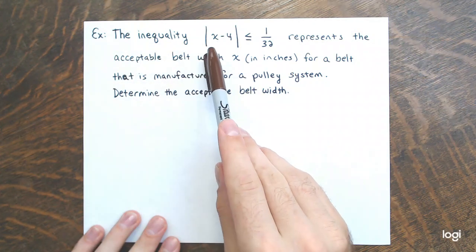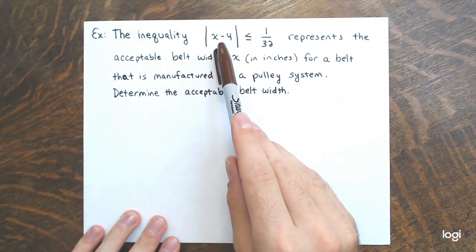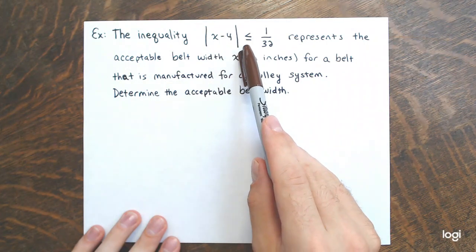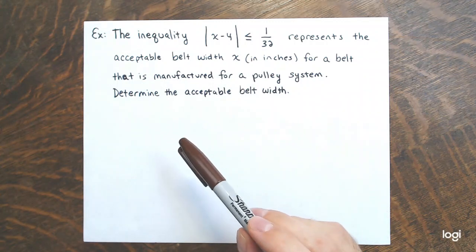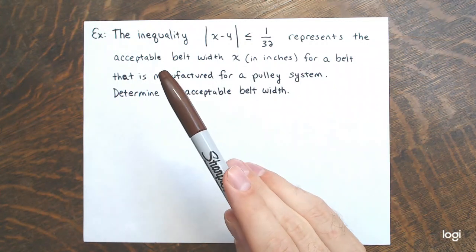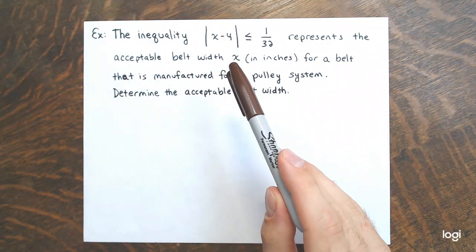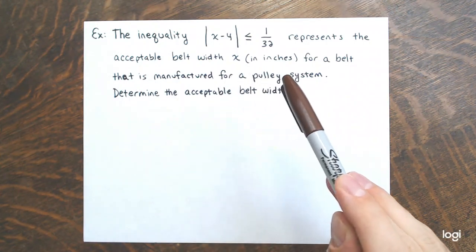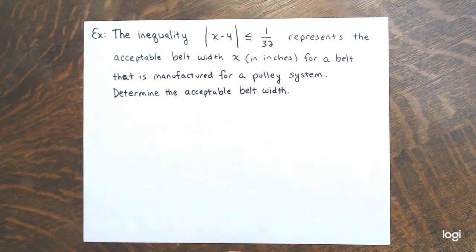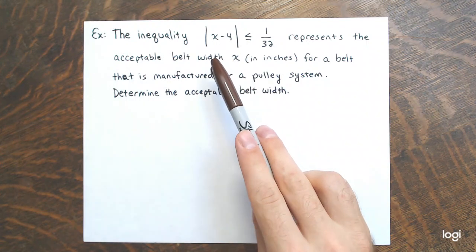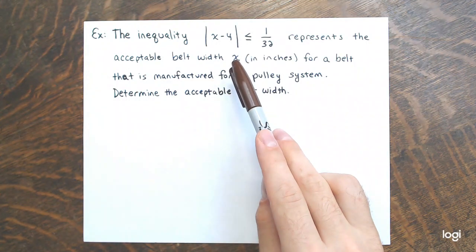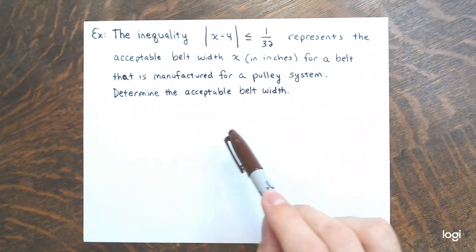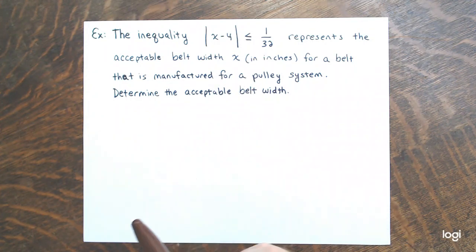The inequality, the absolute value of x minus 4 is less than or equal to 1/32, represents the acceptable belt width x in inches for a belt that is manufactured for a pulley system. So these belts are being manufactured, and each one is x inches wide, and we're asked to determine the acceptable belt widths.